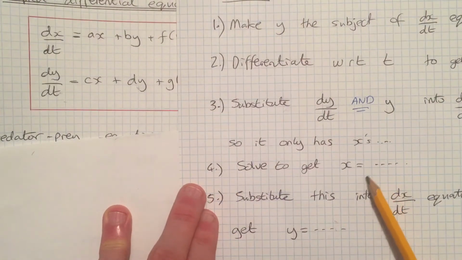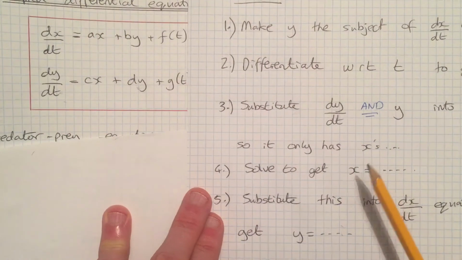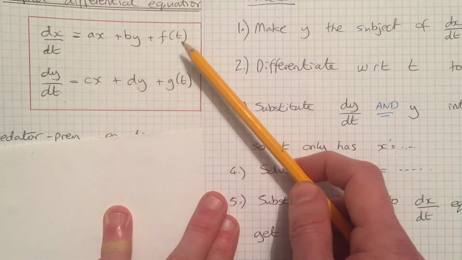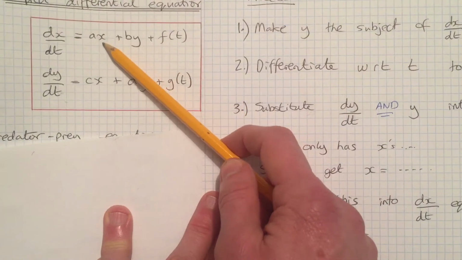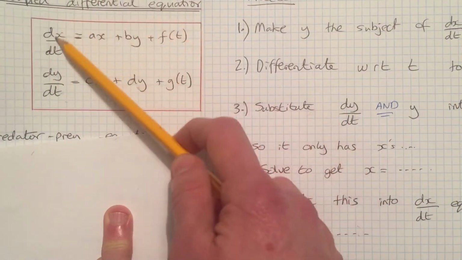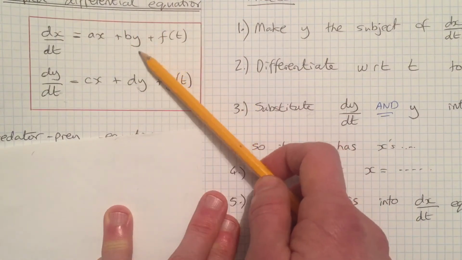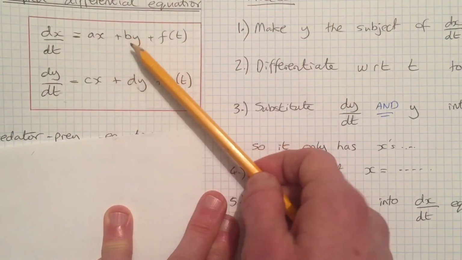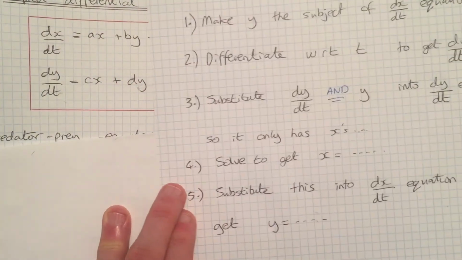for x. Once we know that, we can then substitute that in to this equation. So substitute it into here, differentiate it, substitute it into here, and then this equation will only then have y's and some function of t here and here, which we can then rearrange to make y the subject.